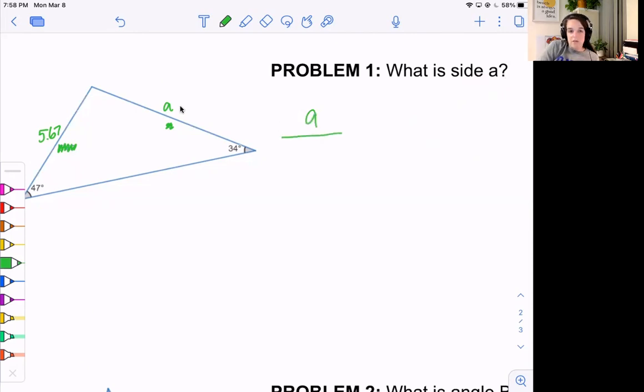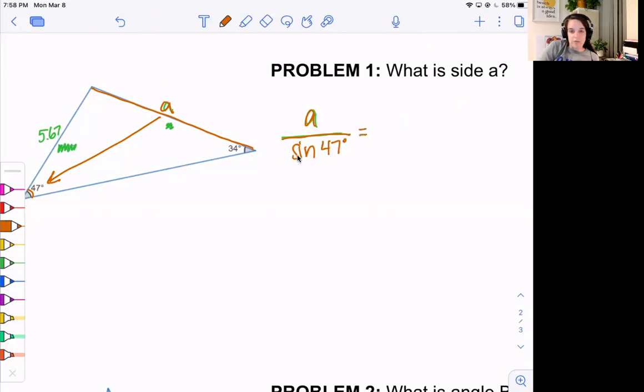What angle does A go with? A is straight across, right? A, this side over here, is straight across from angle 47. So I would say A over sine 47. Remember, degrees always goes with sine, right?